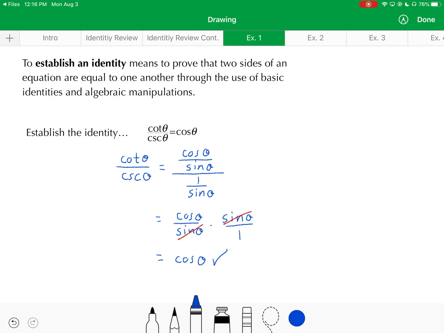Now, another approach you could have taken to this is, instead of multiplying by the reciprocal of 1 over sine, you could have taken the complex fraction and multiplied it by sine of theta over sine of theta. These would have wiped away, so would have these, and you'd be left with cosine of theta as well. All right, so a couple approaches give you the same result. It's very important when you are establishing these identities that you show all of your work. Okay, write everything down. Do not skip any steps. Be very deliberate in the work that you show.